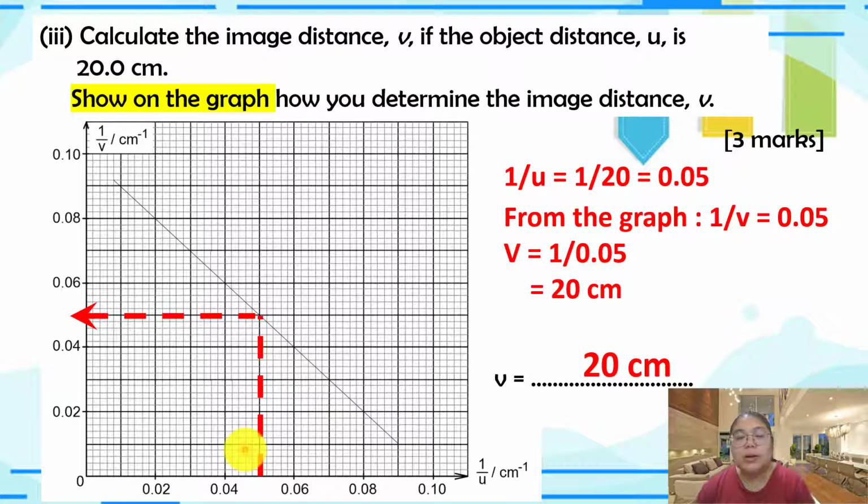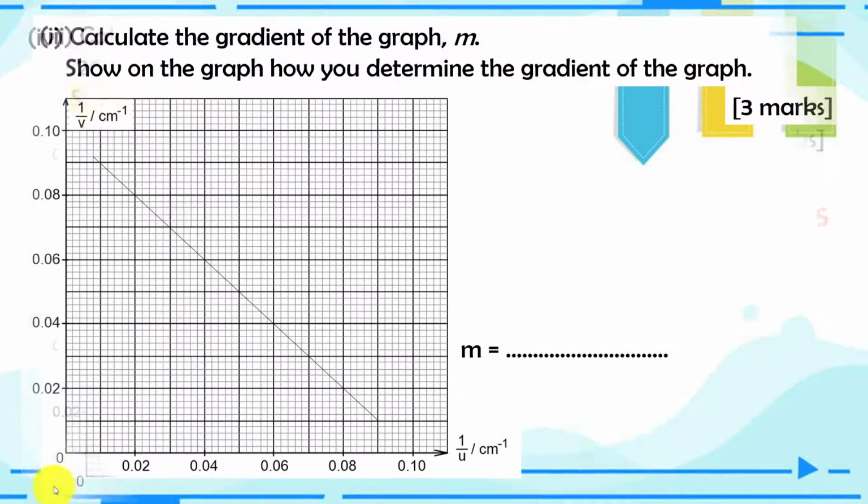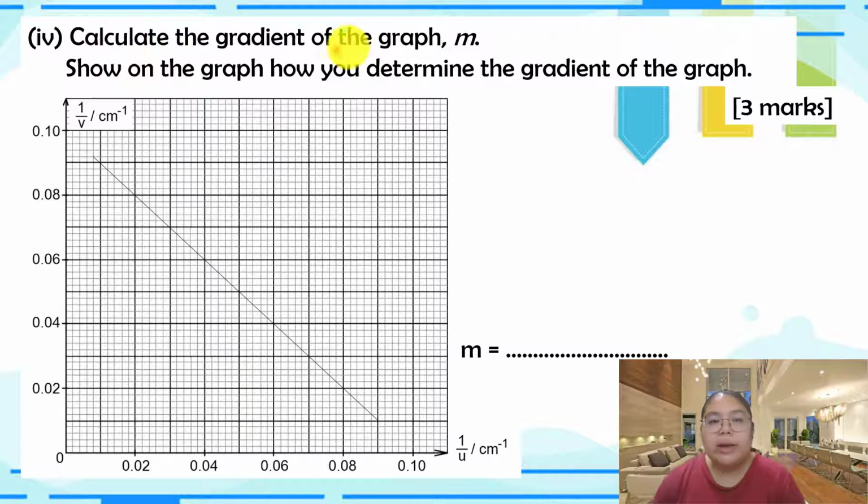The next one sure is a gradient. The question format should be the same. After you find the value, the next one should be the gradient. Okay, let's see the gradient question. Calculate the gradient of the graph, there's an M. Show on the graph. Must show, so 3 marks again. Showing in the graph is 1 mark, the second mark you do the calculation, and the third mark is the answer with unit.